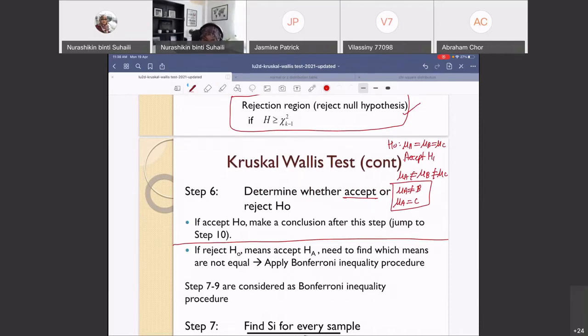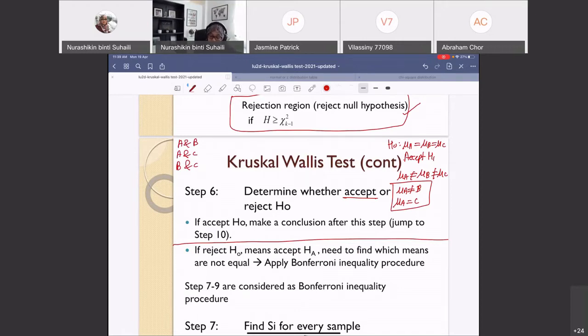So if you accept the null hypothesis, you have 3 samples, you don't have a problem, right? It means that there's no difference between sample A and B, B and C, A and C. Now, if you are talking about the combination, the pairs of comparison, you want to compare between A and B, A and C, and B and C, isn't it? So these are the possible comparisons for 3 samples. So no difference means there's no difference. But if there is a difference, yeah, there is a difference.